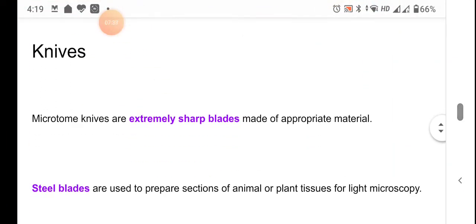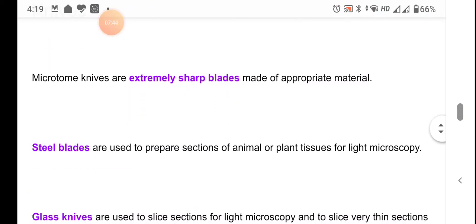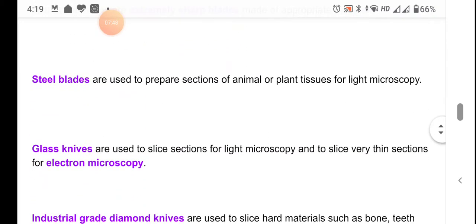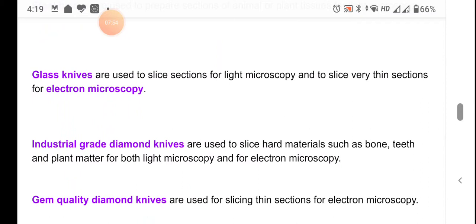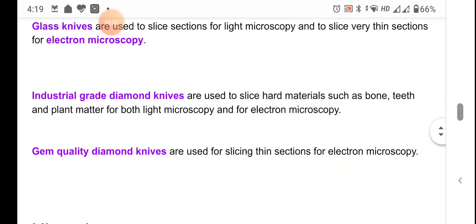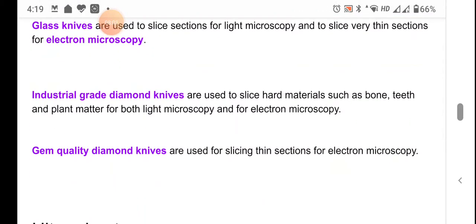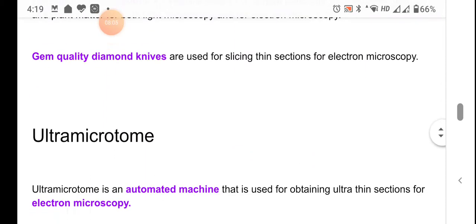Next is about knives. The microtome should have extremely sharp blades. There are different types of blades available: steel blades, then glass knives which are used for electron microscopy, then industrial grade diamond knives used for both light microscopy as well as electron microscopy, and also gem quality diamond knives used for electron microscopy.